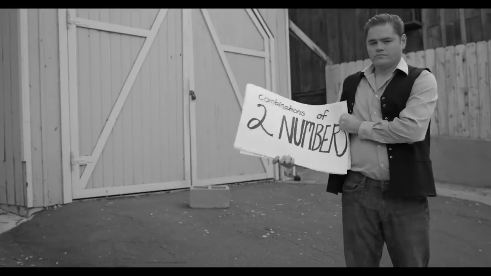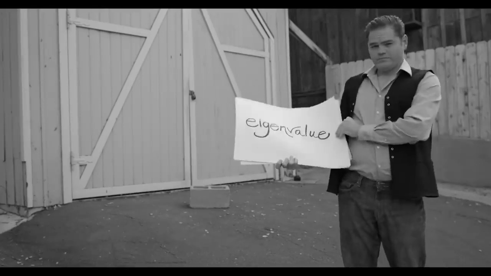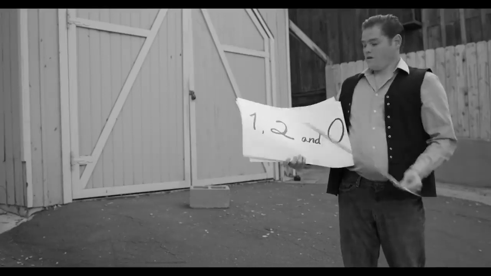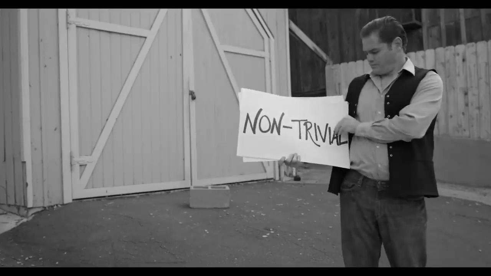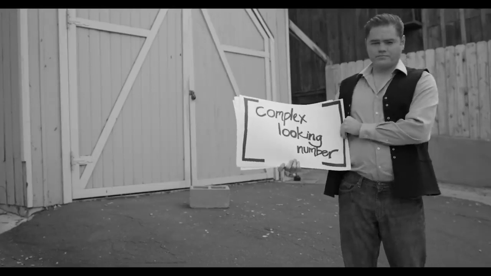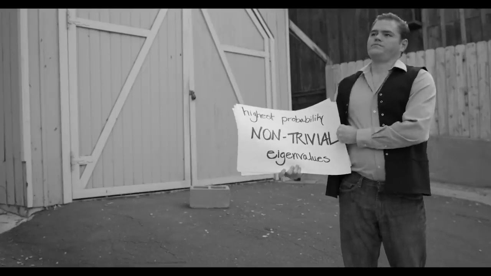Each of these combinations of numbers has a value. It's called an eigenvalue. Some eigenvalues are called trivial. These are values like 1, 2, and 0. And some are called non-trivial. And those are all sorts of more complex-looking numbers. So, here's the interesting part. Was that interesting part? Oh, yes, here.